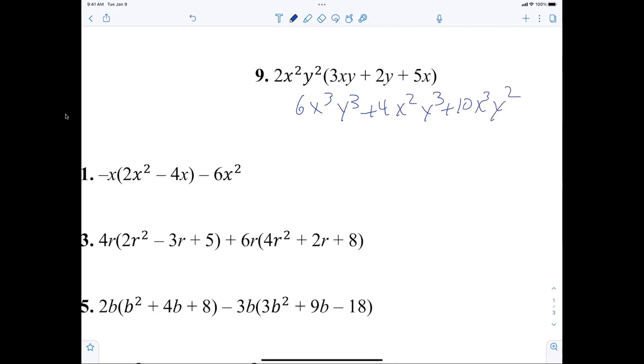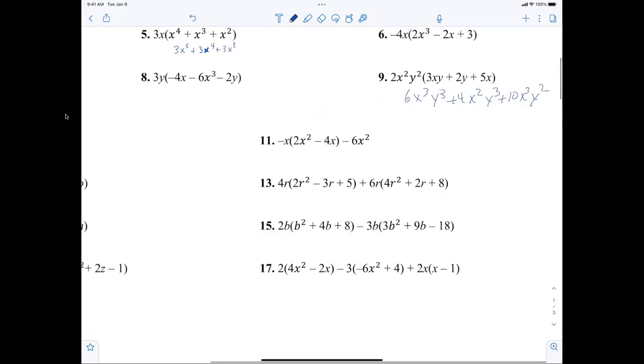Perfect. It doesn't get any harder. That's how simple. You're not writing it down. You are writing the answer and then fixing it if necessary. That's what you're supposed to be doing. All right. Number 11.